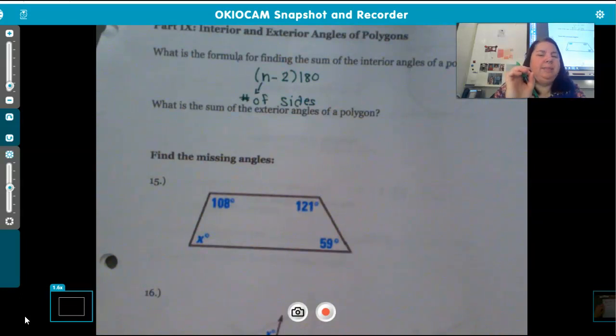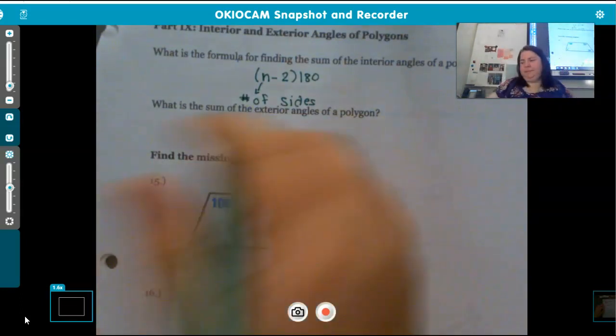What is the sum of the exterior angles of a polygon regardless of how many sides it has? It will always be the same number. The sum of the exterior angles, 360.